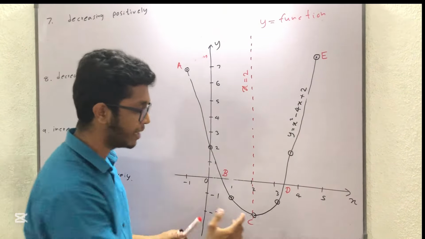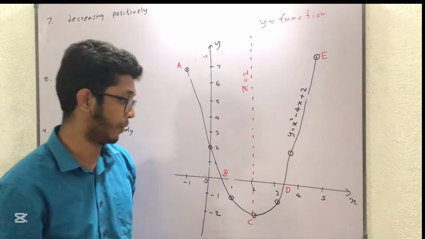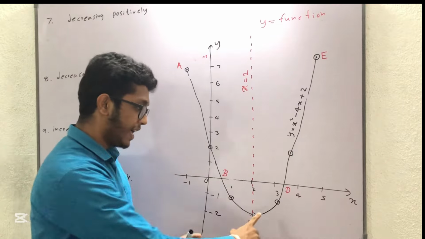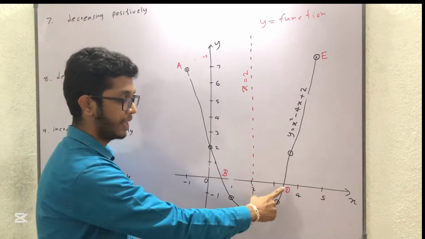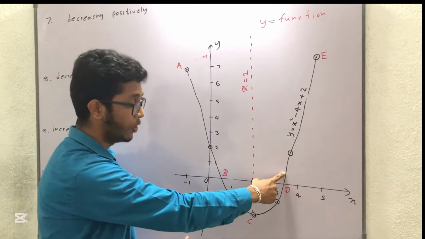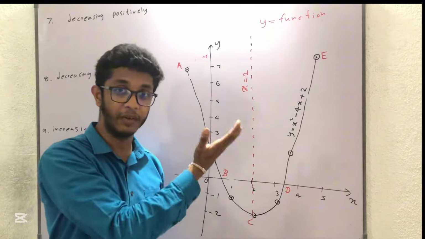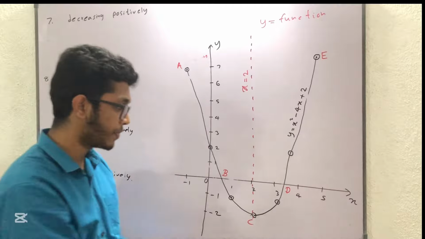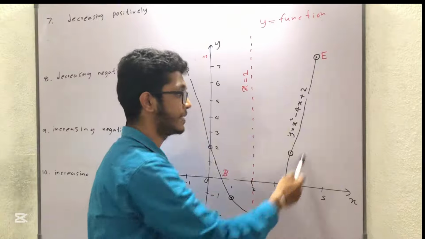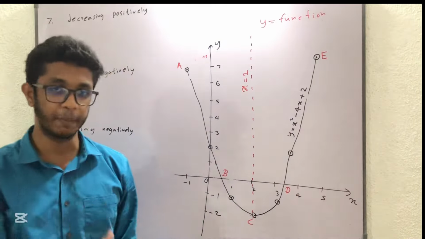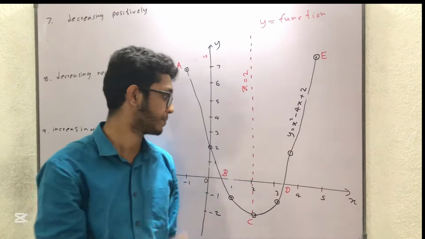Then in the same way, tell me what happens to the y value? What happens to the function in this CE part of the graph? Here the y value is minus 1. Here the y value is 0. Y value plus 1. Y value plus 2. What happens to the y value? Y value increases. So in this CE part, y value increases. Y value increases. That means function increases.